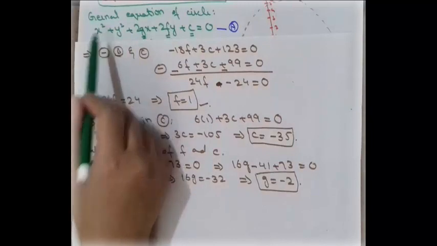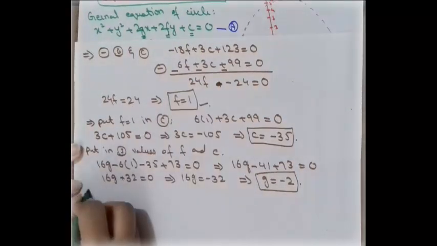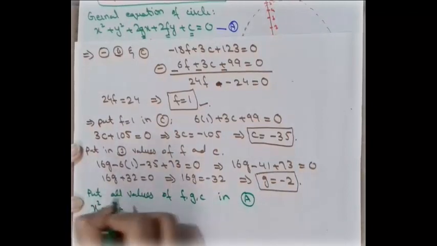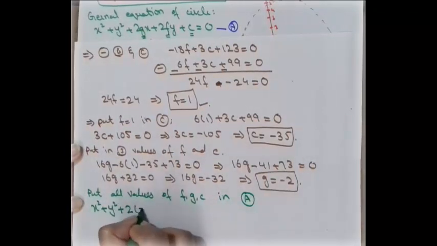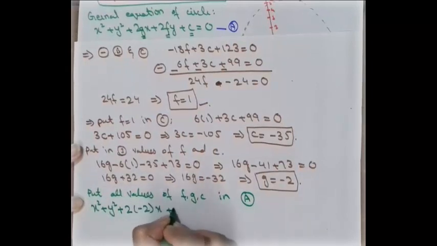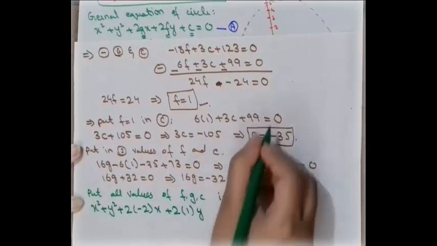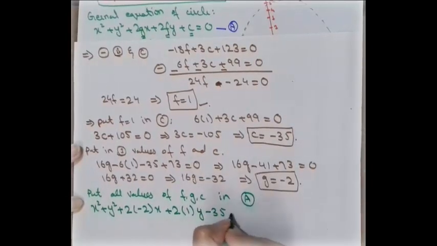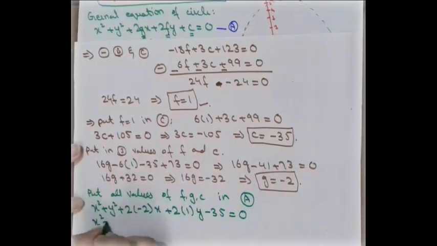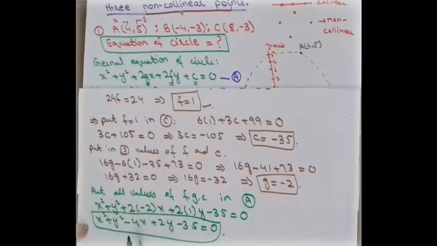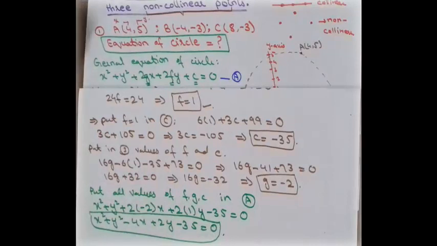So if we put all the values in equation A, x squared plus y squared plus 2g x, where g is minus 2, plus 2 times f, which is 1, times y, and the value of c, which is minus 35, equals 0. If we solve it, we get x squared plus y squared minus 4x plus 2y minus 35 equals 0. So it's the final equation of the circle for the given three known collinear points.